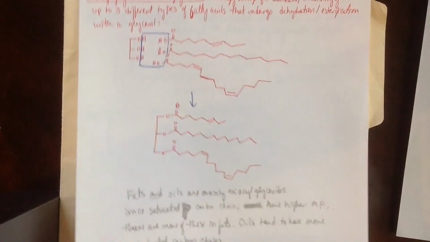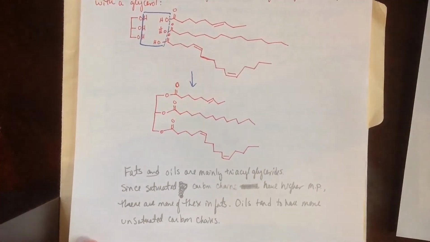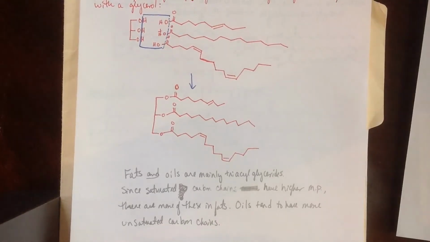So fats and oils are mainly triacylglycerides or triglycerides. Since saturated carbon chains have a higher melting point, just like we talked about in the last video, there are more of these in fats. So things like animal fat. Notice that when you get a good steak, it has large amounts of fat on it, right? And when you go to heat that up, you have to heat it up to a high temperature, and still it doesn't all go away.